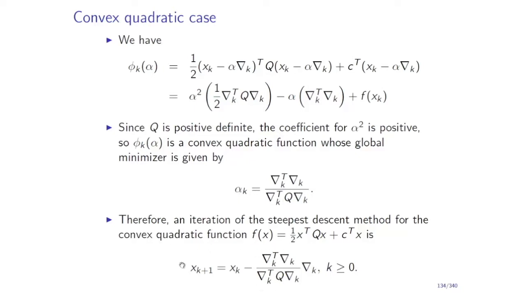So we just need to plug in all the data, and this is the step that we get for the convex quadratic case. We don't need to apply any numerical algorithms to find the best step size. We have the analytical formula for computing the step size alpha k, and for the convex quadratic case, we can easily apply the steepest descent method.